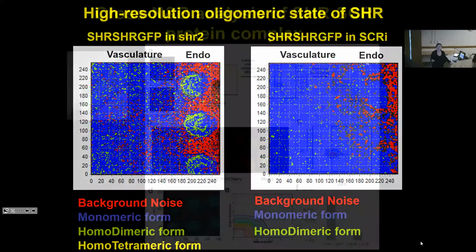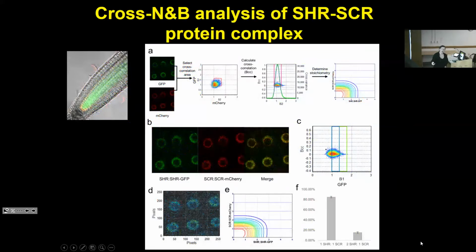And so we took an additional step and looked at the cross correlation. We label SHORT-ROOT with GFP, we label SCARECROW with mCherry. You can clearly see where they are expressed. Usually you will just look at the colocalization and say, fair enough, but what we actually looked at is where they interact, how they interact. So this is the correlation map where you can qualitatively see with the blue dots where they are interacting in a stoichiometry of one-to-one, and the green dots where they are interacting in a stoichiometry of two-to-one.